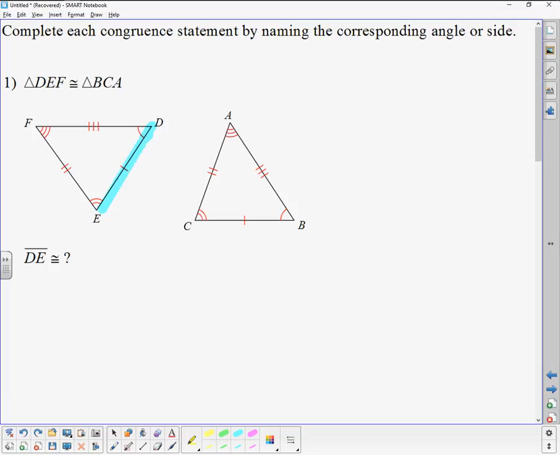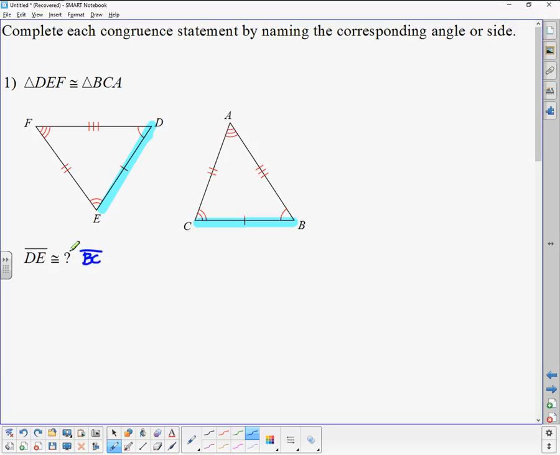Now, D corresponds to which of these sides? The way you do it is, who has one tick mark? Which line segment has one tick mark only? This one has two, this one has three, this one has two. One. So this is corresponding. So my answer right here will be B, line segment BC.